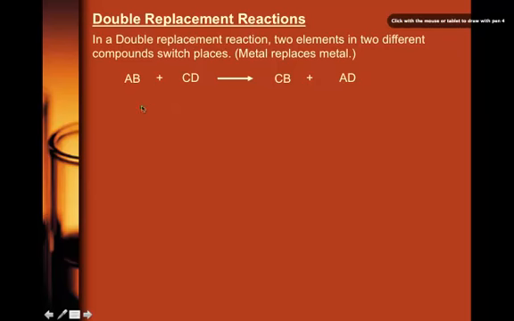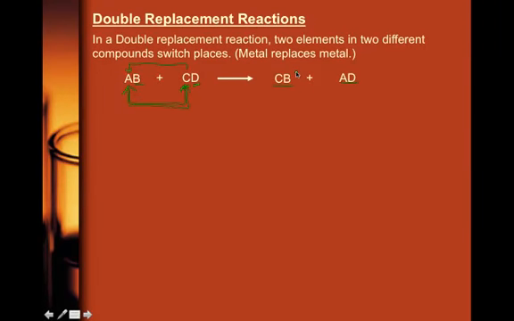You can see that the element A and the element C, these are the 2 metals. The first one's written. They switch places, so the C comes over here and is in front of B, so we get CB. And the A is over here and is in front of D, AD. Remember, metal's written first. Always write your metal element first.